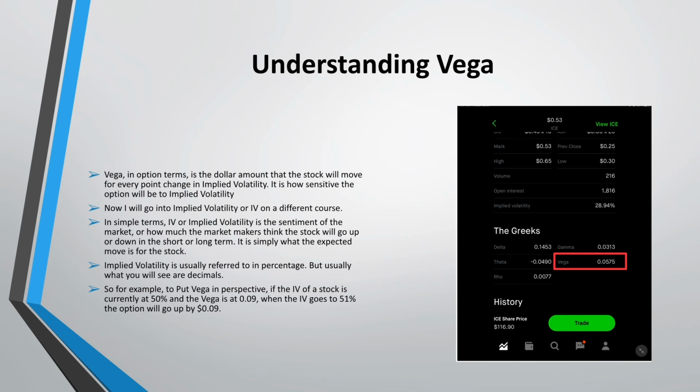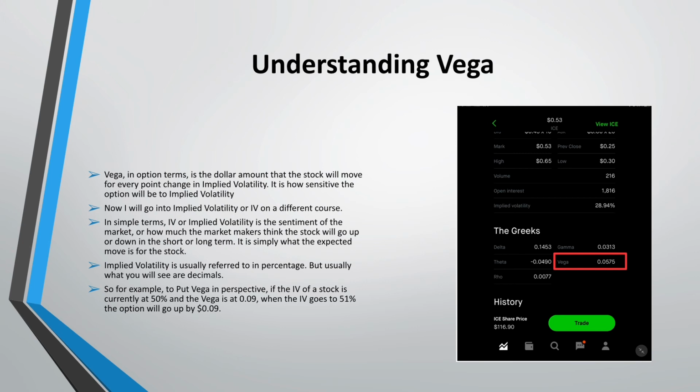Now, we will talk about volatility in a different course. Like I said, I want to be able to get into volatility because it is very important. Now, in simple terms, IV, or implied volatility, is a sentiment of the market, or how much the market makers think that the stock will go up or down in the short and long term. It is simply what the expected move for the stock is. So it's usually represented in percentage. Thinkorswim will give it to you in dollar amount. Like, it is expected to move this much. Like, this stock is $150.